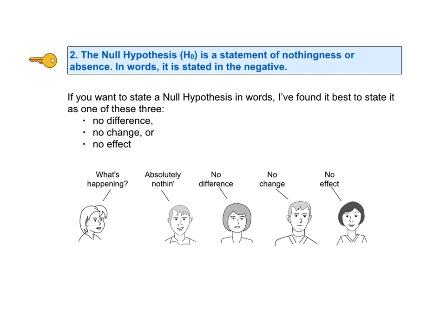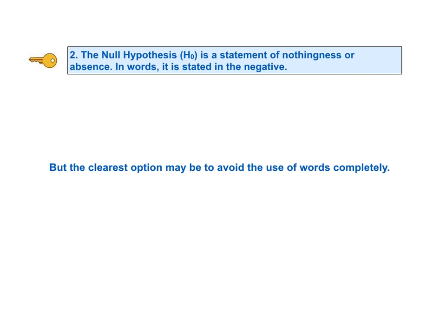Note that our three examples of null hypotheses on the previous slide used the words no difference, no change, and no effect. I've found that it's easier to try to use one of these three options when framing a null hypothesis. The null hypothesis is a statement of nothingness or absence. In words, it is stated in the negative, but the clearest option may be to avoid the use of words completely.